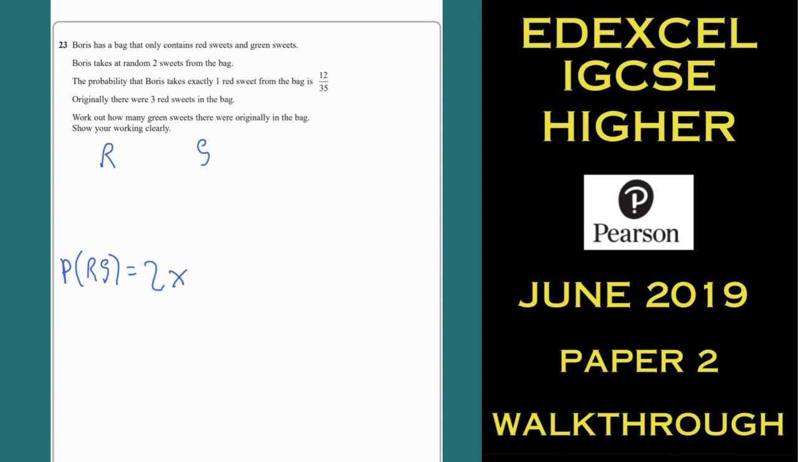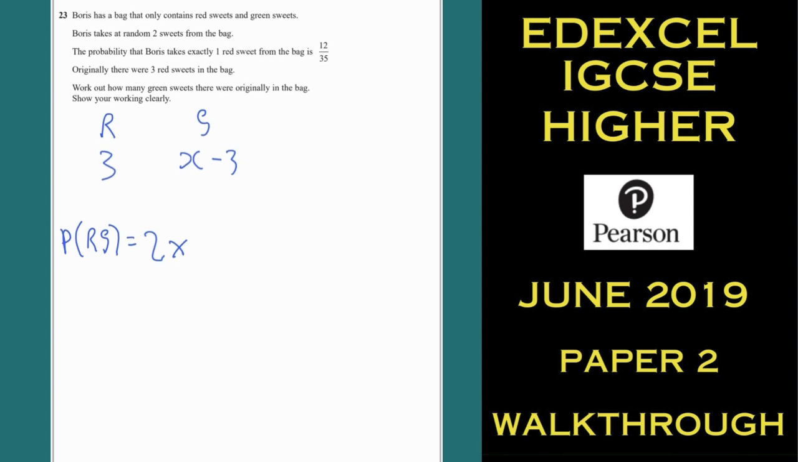All right. Next bit. Originally, there were 3 red sweets in the bag. So basically, God knows how many green. So let's refer to the total number as x. So if there's 3 red, there's x minus 3 lots of green. So the probability of picking a red first pick would be 3 out of the total number of sweets.